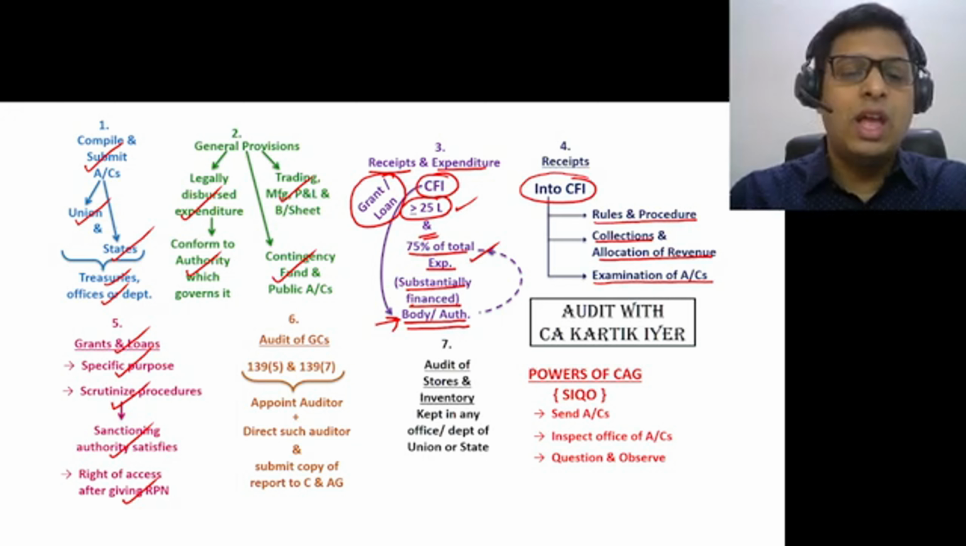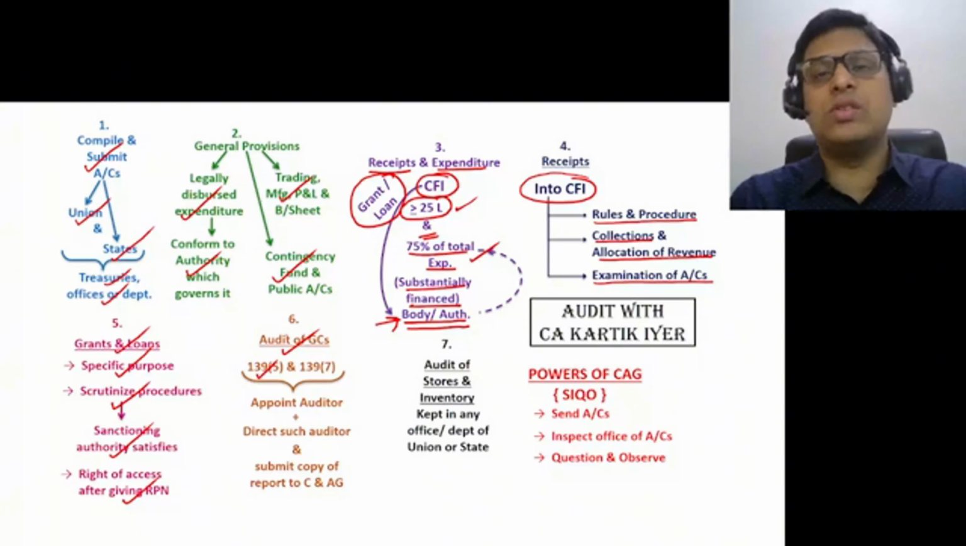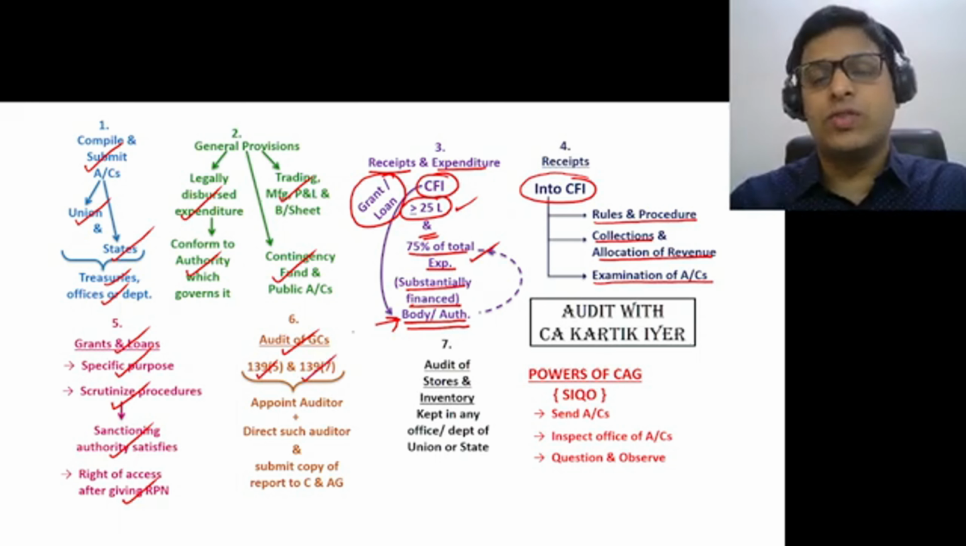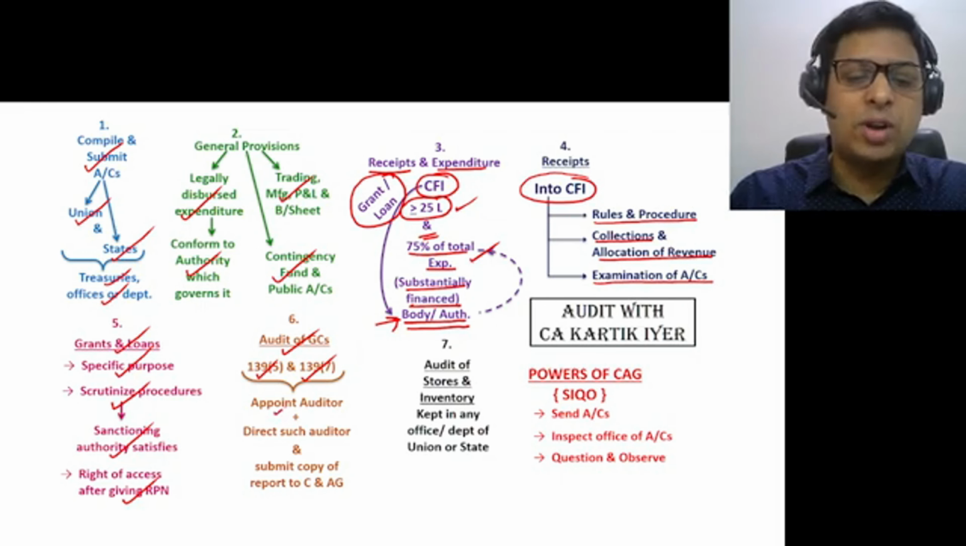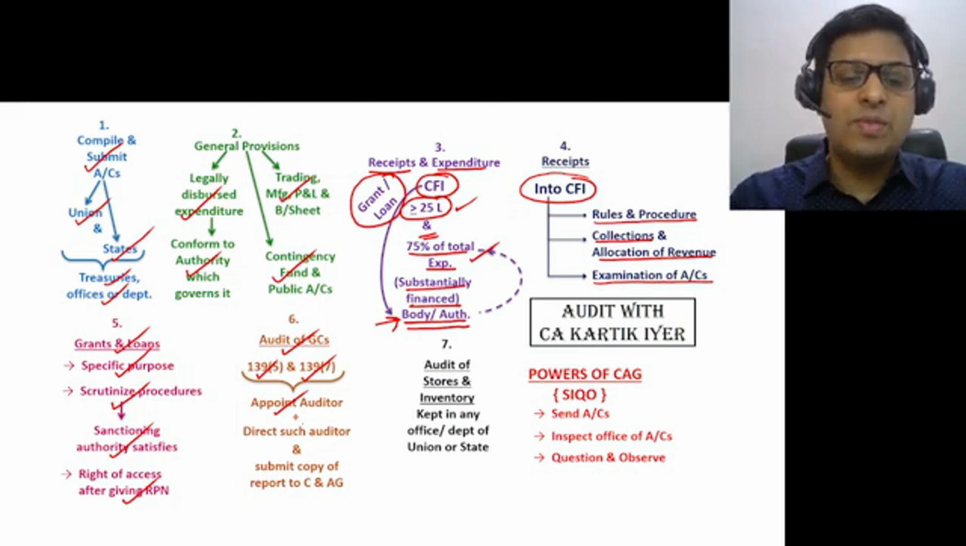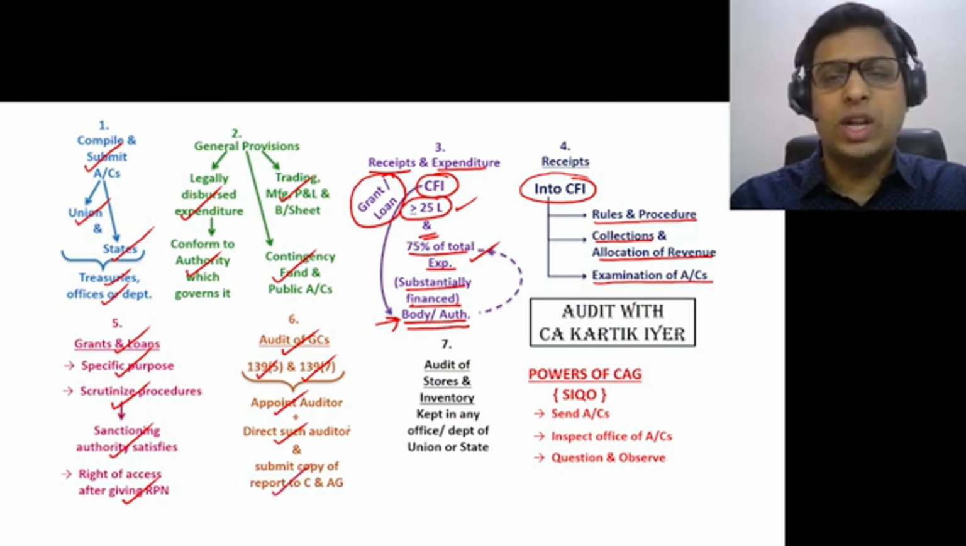Okay. Next, you have the audit of the government companies. In that, you have two parts. That is your subsequent auditor of the government company, and this is your first auditor of the government company. So that appointment of the auditor is done by CAG, as you know very well. This you must have also done in the audit and auditors chapter of company law. Then after that, he will direct such auditor regarding how the audit should be done, and that auditor should submit a copy of the report to Comptroller Auditor General of India.